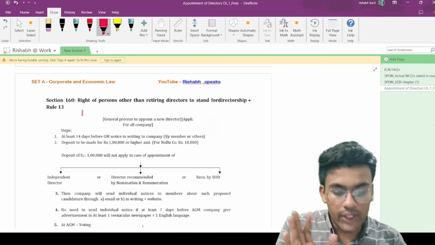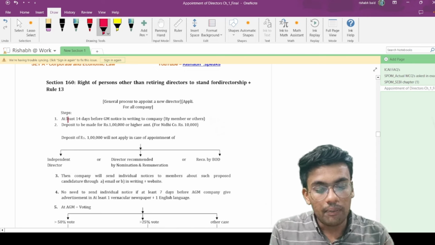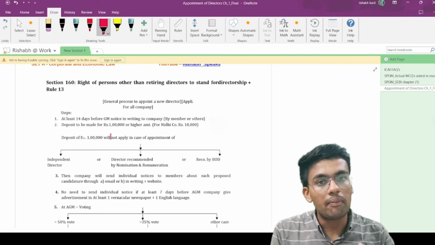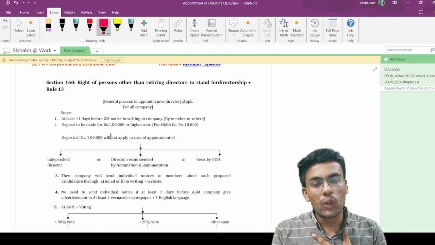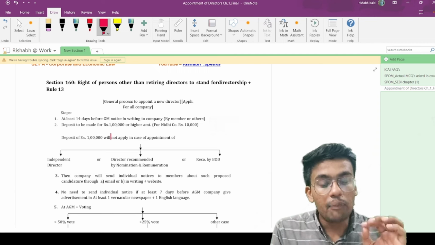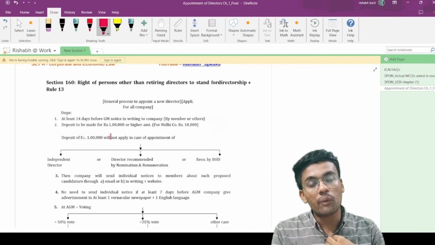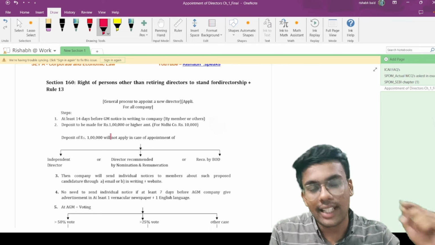That is the first requirement. Apart from that, I should submit a notice to the company before the general meeting. A minimum of 14 days' notice is required by the member. Either the member themselves can submit it, or I can also submit it saying that I want to be a director in this particular company. A deposit of at least 1 lakh rupees is to be made. I have to make a deposit of 1 lakh rupees to the company to be appointed as a director in that company.